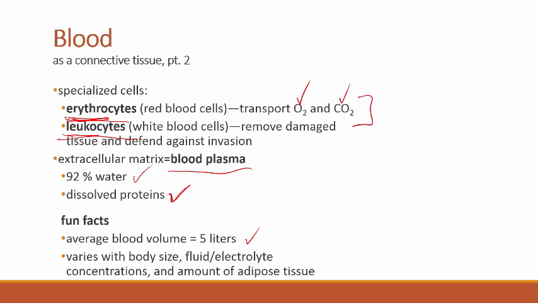And then finally, the amount of adipose tissue, because people with larger amounts of adipose tissue are going to have a larger amount of blood because there's a lot of blood vessels that are required to bring nutrients to those growing adipose tissue cells. Okay, so blood is connective tissue built of specialized cells and a specialized fluid with dissolved proteins, not fibrous proteins in it. And we got a fair bit of it, 5 liters.